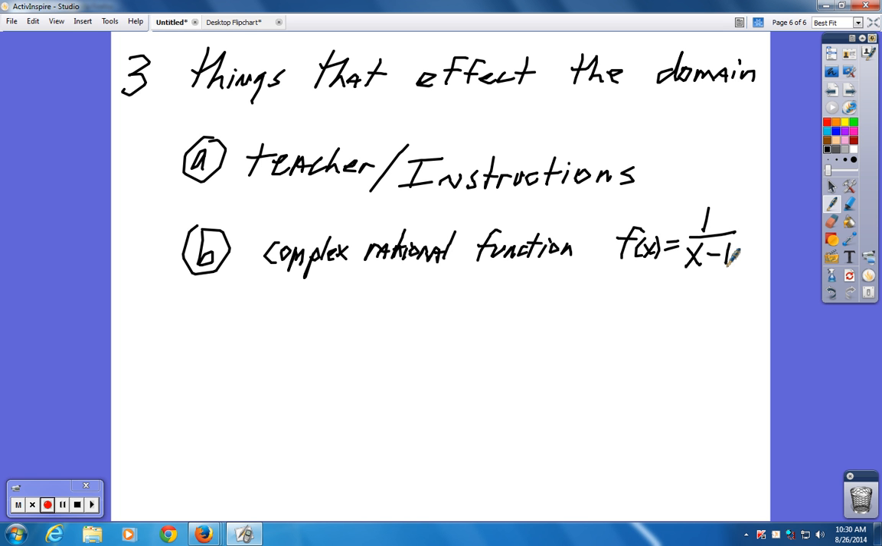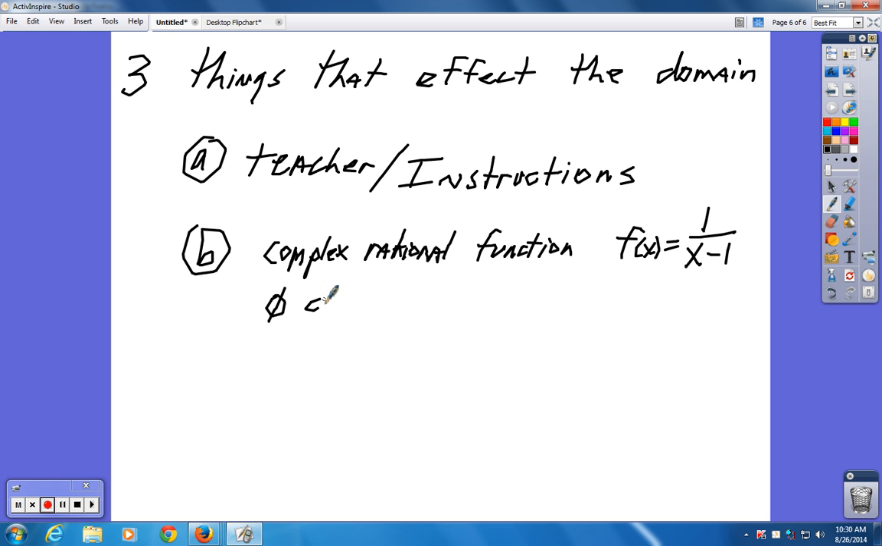Now we'll get to it later. We're going to explain it later. But I want you to make a mental note of it or write it down, because you need to remember it when we go back over it. You can't have 0 in the denominator. So therefore, x cannot equal 1.